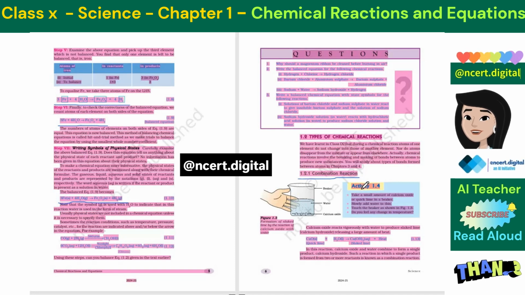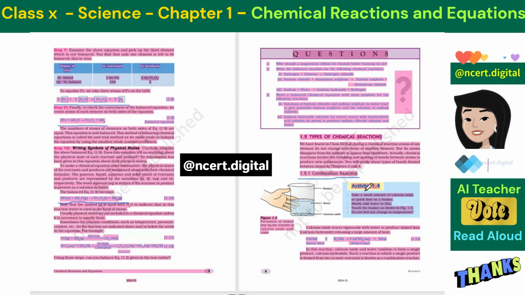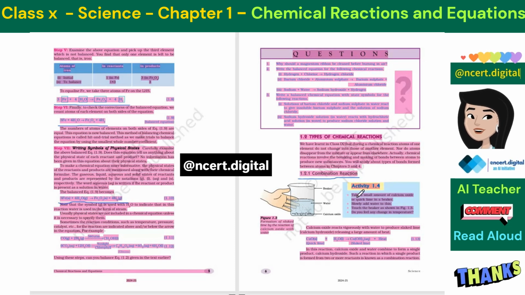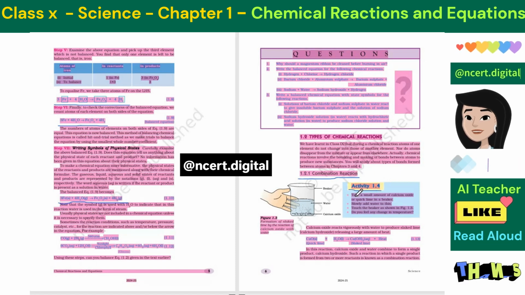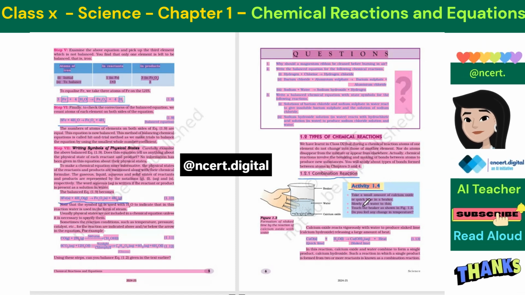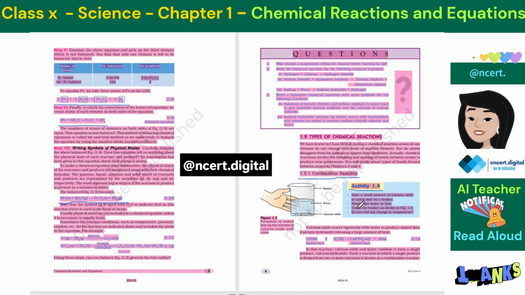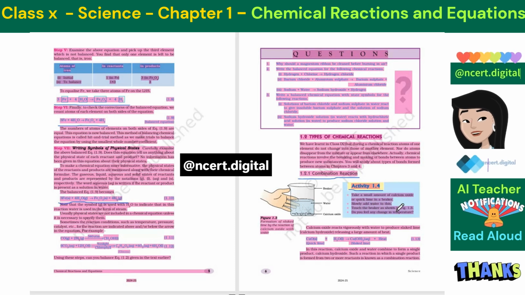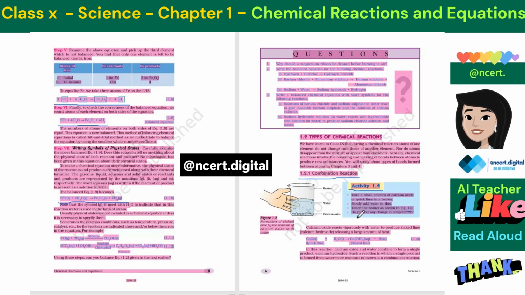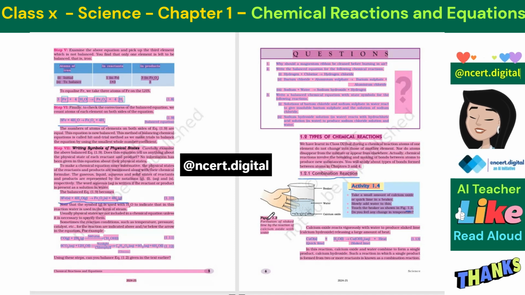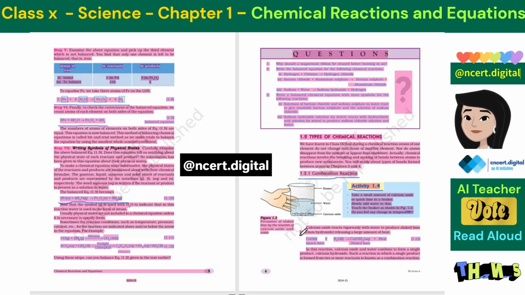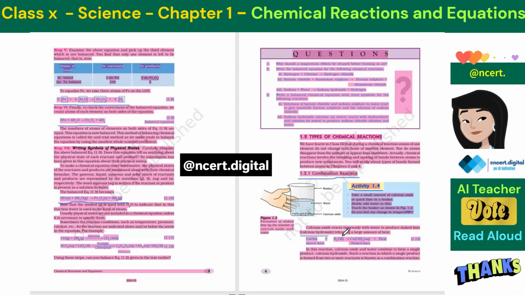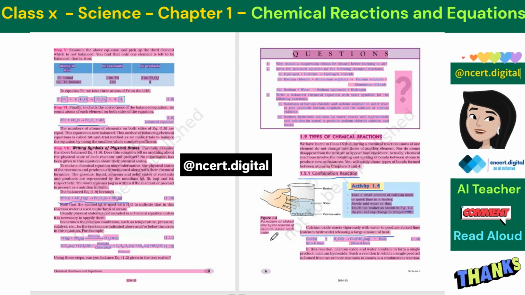1.2.1 Combination reaction. Figure 1.3: Formation of slaked lime by the reaction of calcium oxide with water. Activity 1.4. Take a small amount of calcium oxide or quicklime in a beaker. Slowly add water to this. Touch the beaker as shown in Figure 1.3. Do you feel any change in temperature? Calcium oxide reacts vigorously with water to produce slaked lime, calcium hydroxide, releasing a large amount of heat.